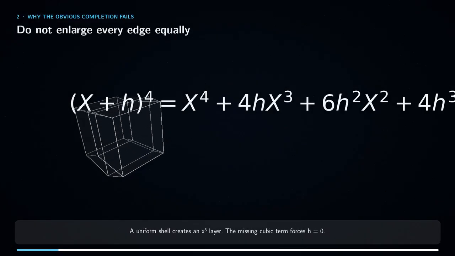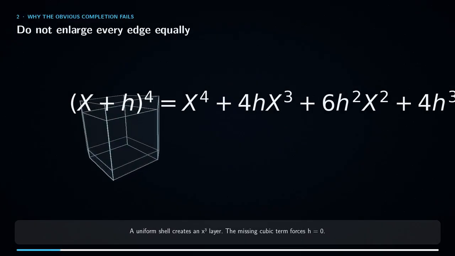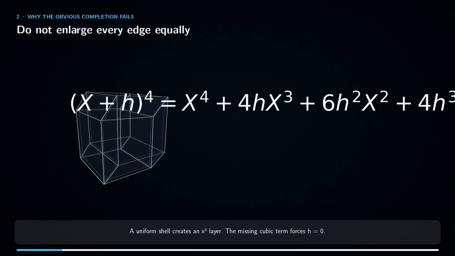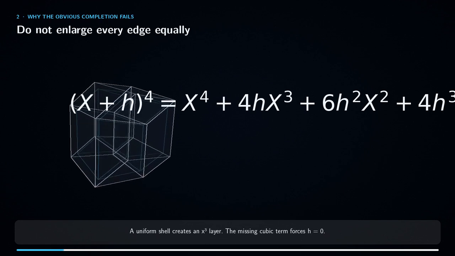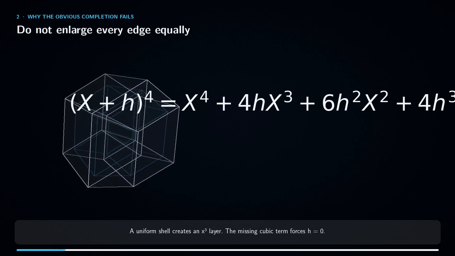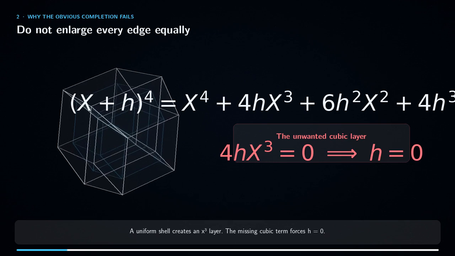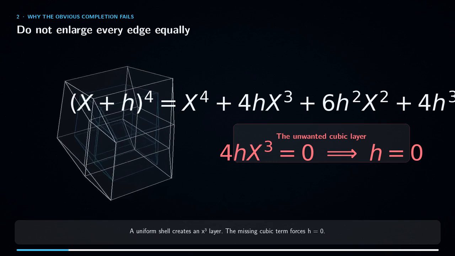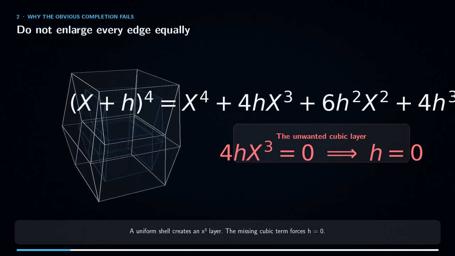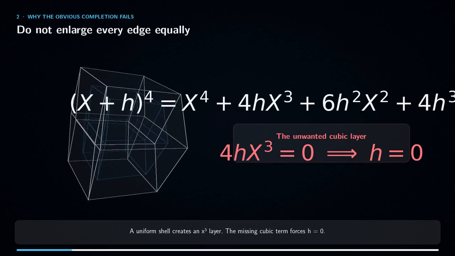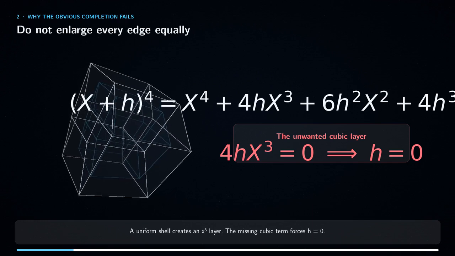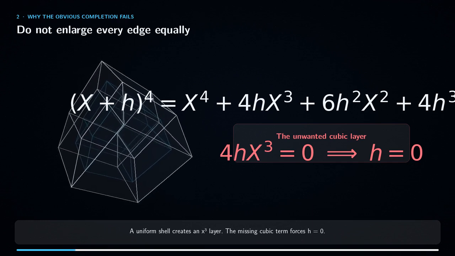A uniform enlargement is not the right construction. Expanding x plus h to the fourth creates 4hx cubed. But our quartic is depressed. It has no cubic term. Setting that layer to 0 forces h to be 0, and then the completion does nothing. We need a different cut.